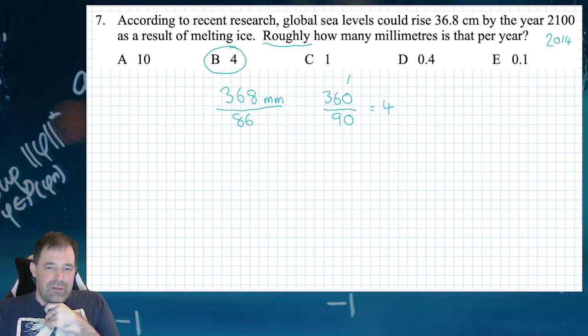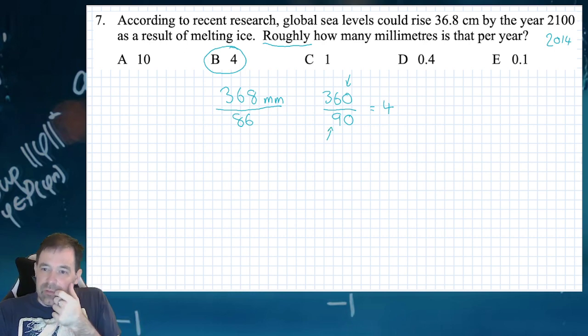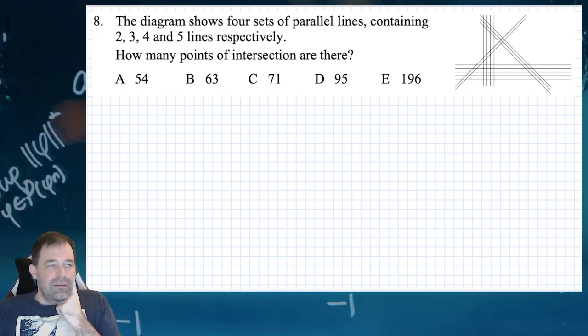Because we've rounded the numerator down and the denominator up, we've actually made our answer smaller. So it's going to be 4 and a bit, we think, but 4 is our answer. The diagram shows 4 sets of parallel lines containing 2, 3, 4 and 5 lines respectively. How many points of intersection are there?